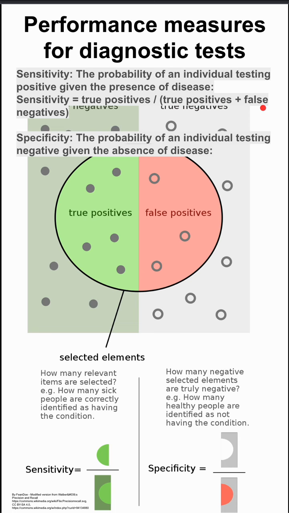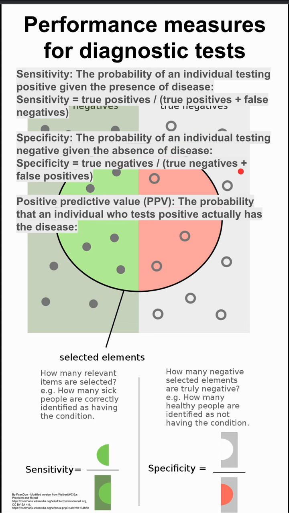Specificity is the probability of an individual testing negative given the absence of disease. It's calculated as true negatives divided by the sum of true negatives and false positives. The PPV, positive predictive value, is the probability that an individual who tests positive actually has the disease. This is computed as the true positives divided by the sum of the true positives and the false positives.